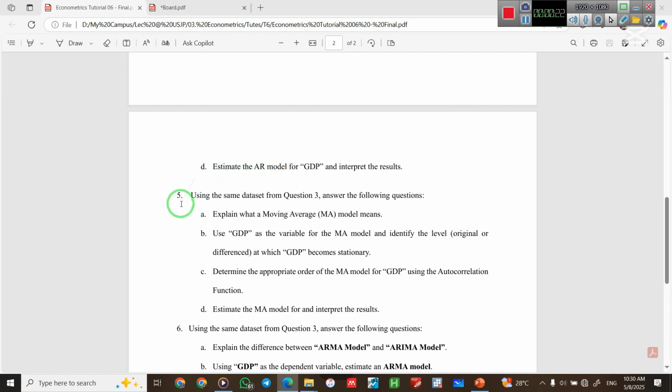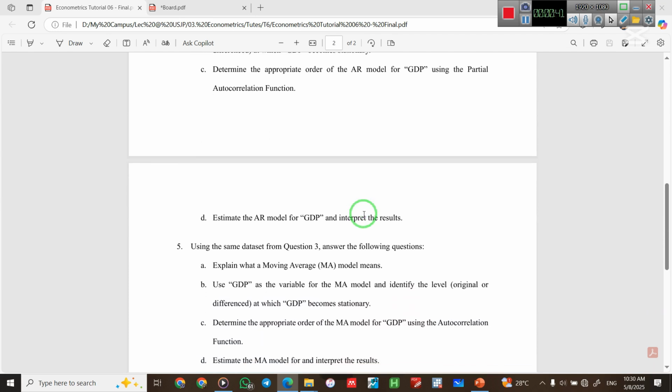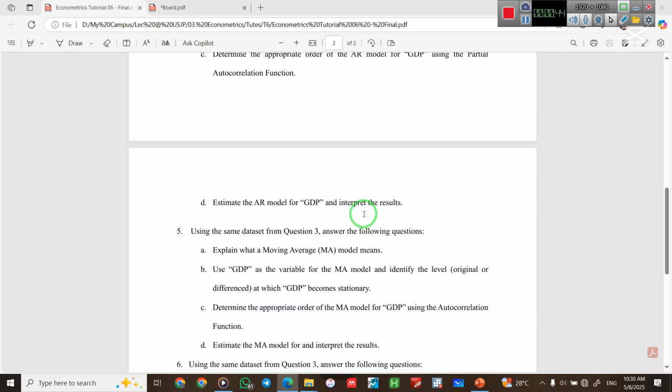So in the fifth question it says, using the same data set from question 3, answer the following questions. In part A, they ask: explain what a moving average model means. Previously we have discussed the AR model. Now in this section they are asking what is meant by the moving average model, right? So if I move to my whiteboard, previously we have discussed the AR model. So what is meant by this AR model?